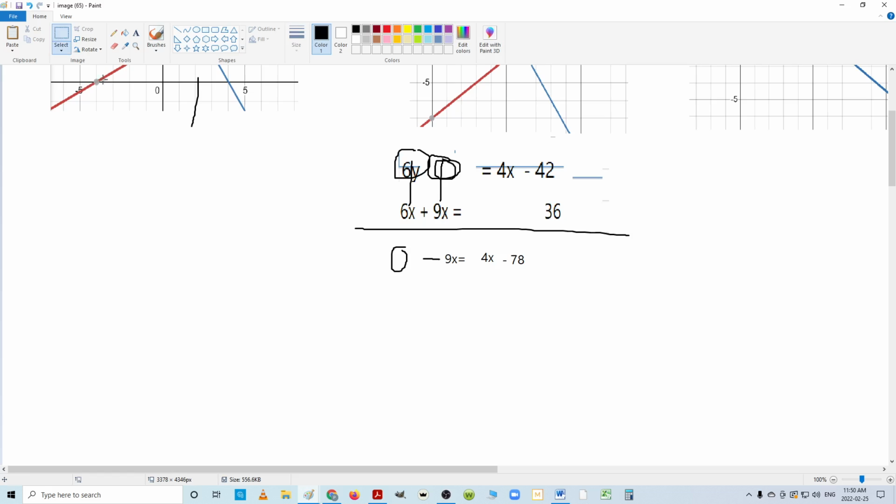So there are all my numbers I'm working with. All I have to do is get all my x values on the same side. And that means I've got to get this 4x to this side. Subtract 4x from both sides. So that means it's minus 9x.